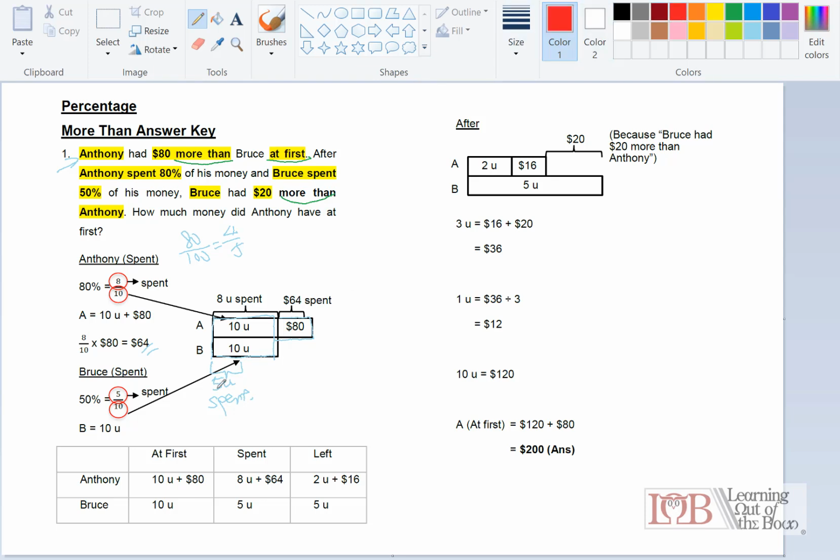Let me see what should we do next. Alright, so you have a complete model here. Again, in table form, you have 10U plus 80 at first, spent 8U from here and plus $64, and then left will be 10U minus 8U will be 2U, and 80 minus 64 will be 16. Yeah, so this one is actually $80 minus $64.